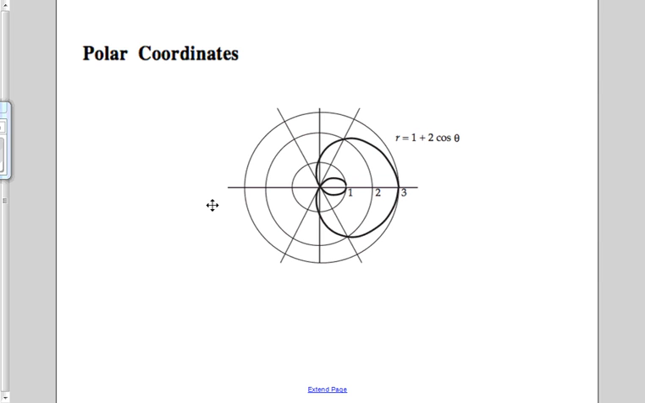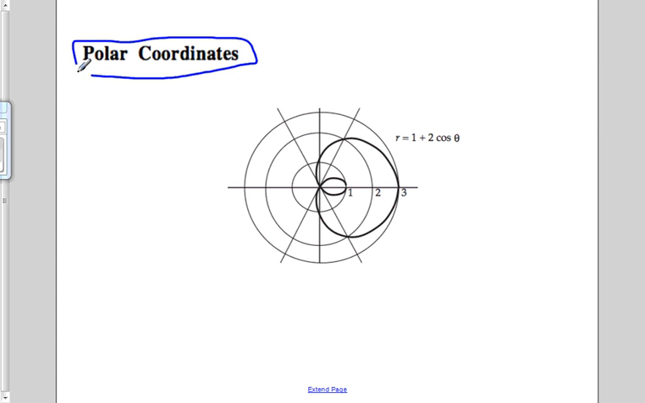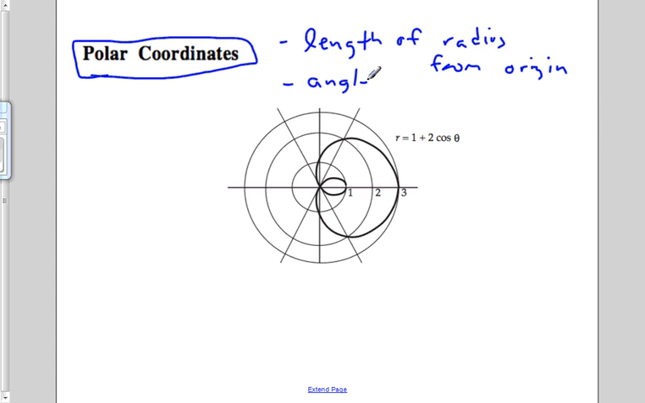Polar coordinates. We're going to be looking at polar coordinates right now, and polar coordinates offer us a very interesting way of defining a graph. And so what polar coordinates look at is the length of a radius, the radius coming from the origin, and it also looks at the angle at which that radius is going out. So the angle of the radius. When we talk about polar coordinates, r is the radius, and theta is that angle.